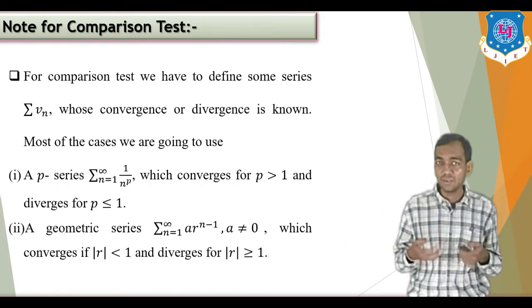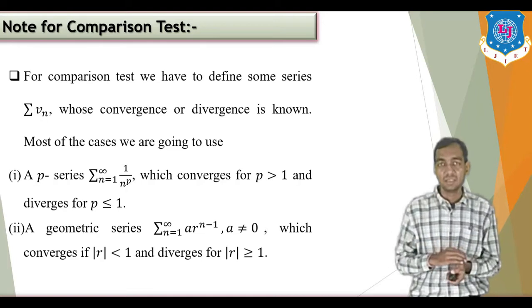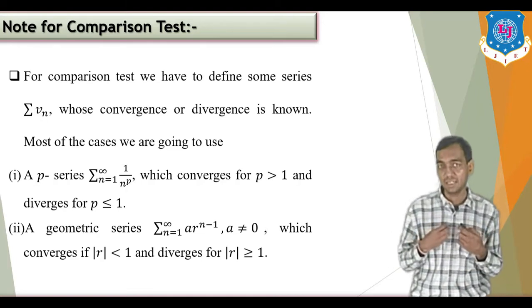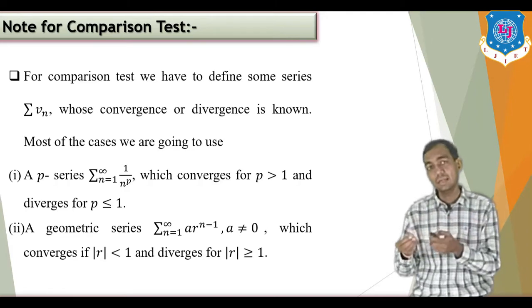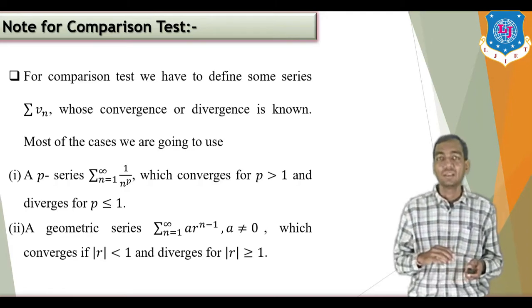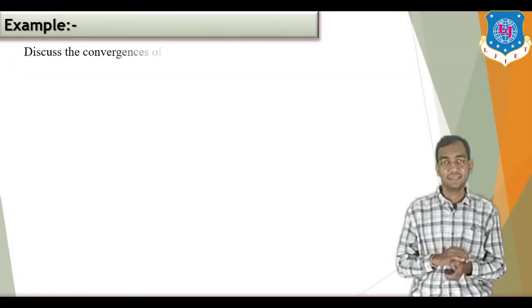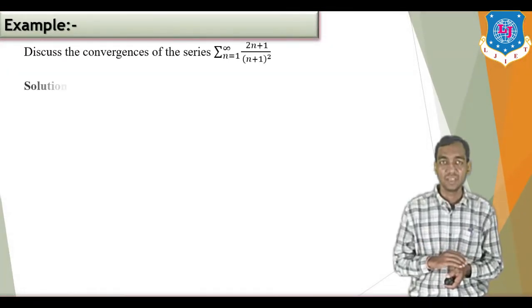So we are going to take Vn from this known series, such that we are aware whether the Vn we have taken is convergent or divergent. Okay. Now, using this, we are going to solve an example of a comparison test.